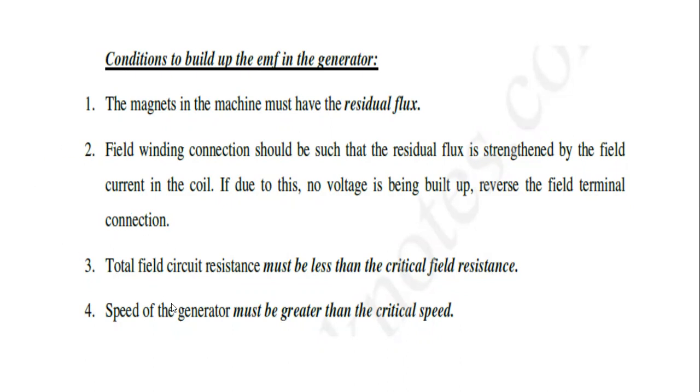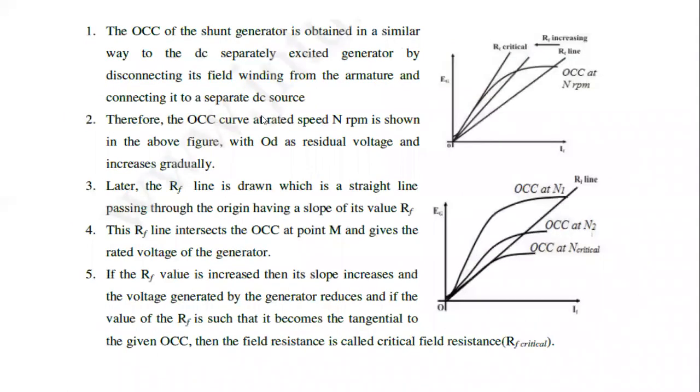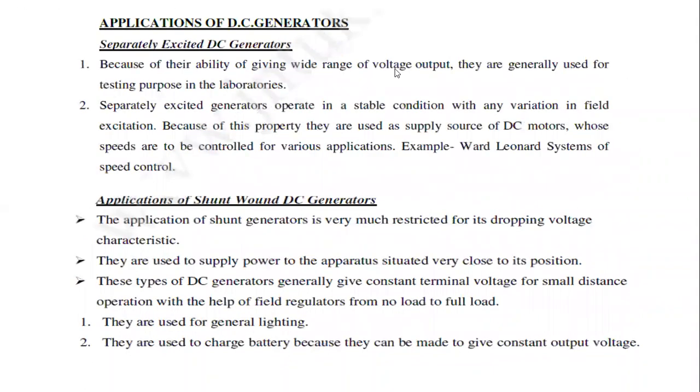The speed of the generator must be greater than the critical speed. These are some of the conditions to build up the voltage, and these are the various OCC characteristics for separately excited and self-excited DC generators.